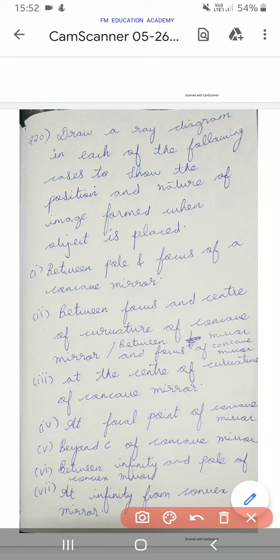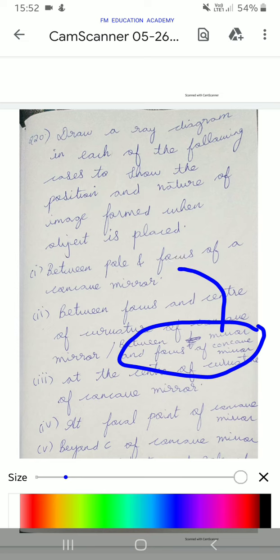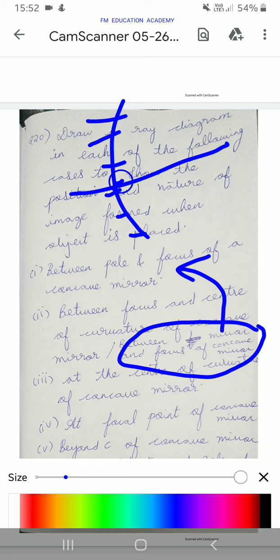Sorry, here you have pole and focus of concave mirror, which means between mirror and focus of concave mirror should be this, because mirror is your pole. Sorry, mirror is your pole. Okay, mirror is pole. So this question which I wrote is for this question.